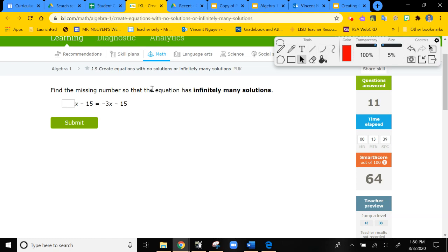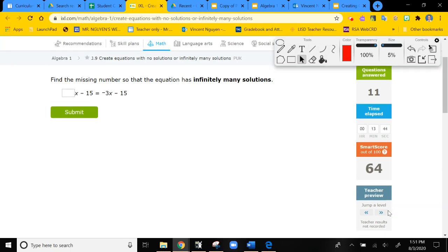Oh, this one is easy now. It's just negative 3. Okay, we're going to jump level, guys.